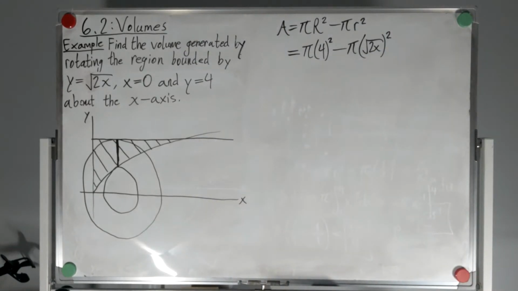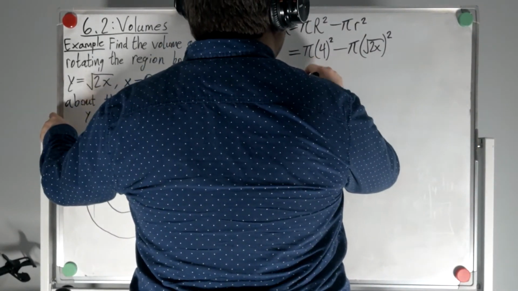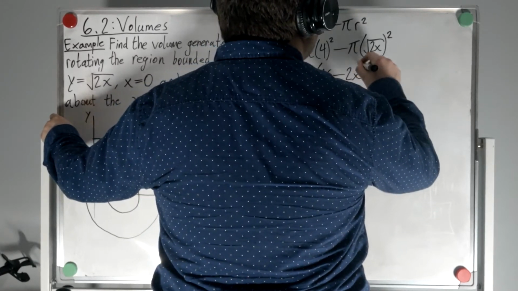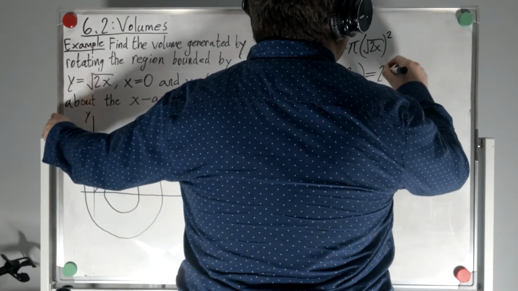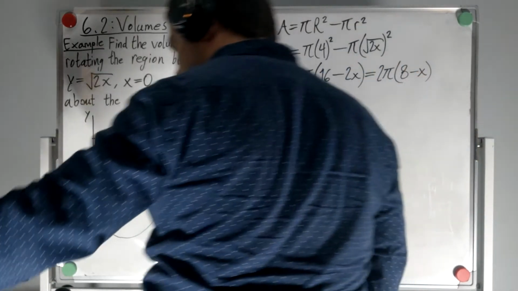Okay. So this is just pi times 16 minus 2x. Or in other words, 2 pi times 8 minus x.